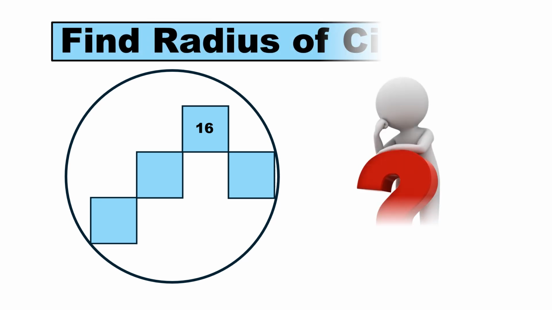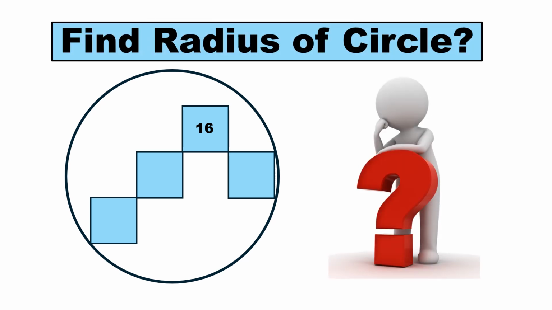Hello everyone. In this video, given is a circle in which four squares are inserted in such a way that one corner of each square is coinciding with one corner of another square. If the area of each square is 16 square units, then by this limited data we have to find the radius of the circle. Let's move towards the solution.